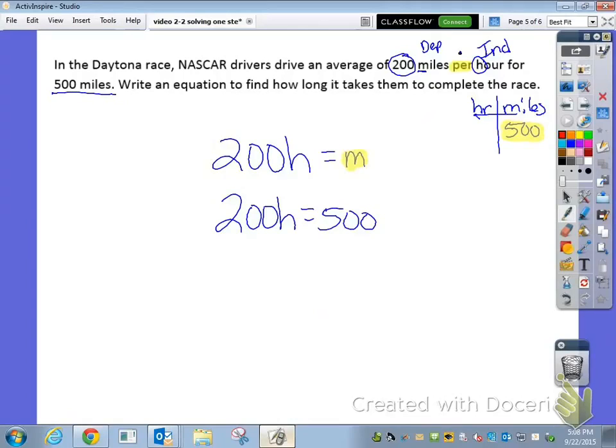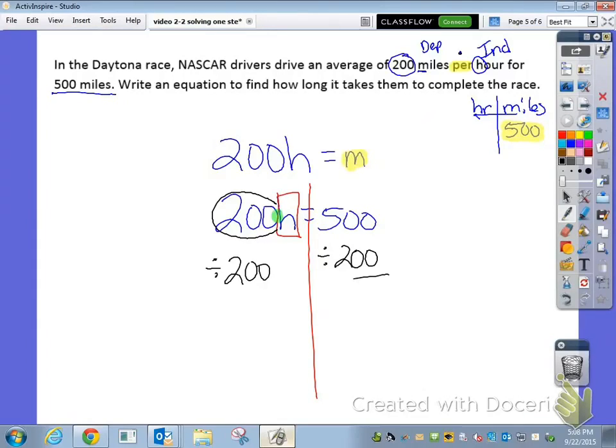Okay. Step number 1, draw your line, box your variable. Always want to do that first. Step number 2, look for the operation. The operation is multiplication. The opposite of multiplication is division. And then you want to divide by whatever is by the variable, which is 200. Okay, so that cancels out, and you have h equals, and then put this in your calculator, and you get 2.5. So, show how long it takes them to complete.